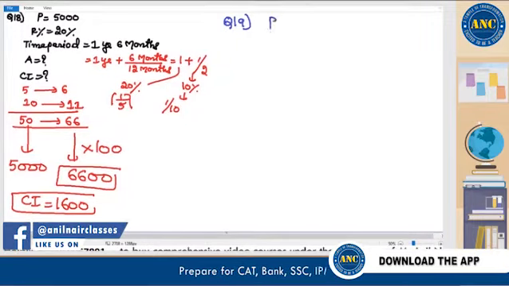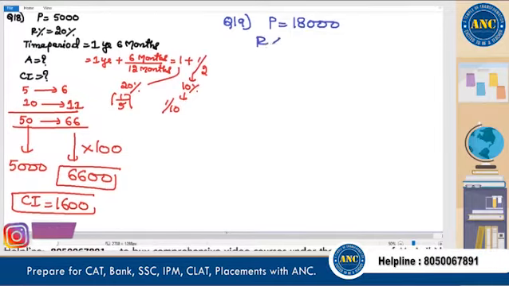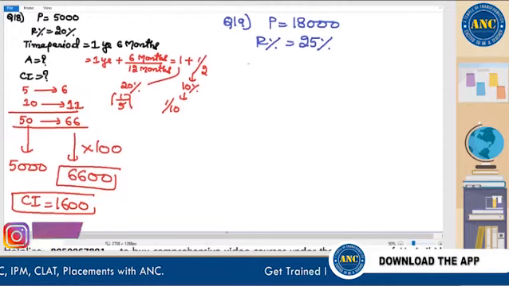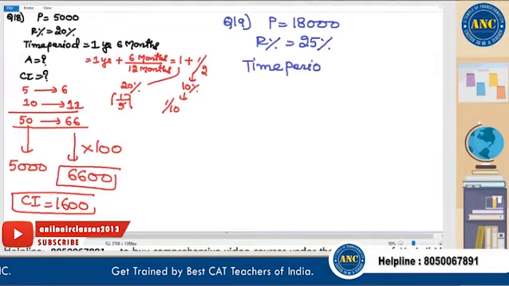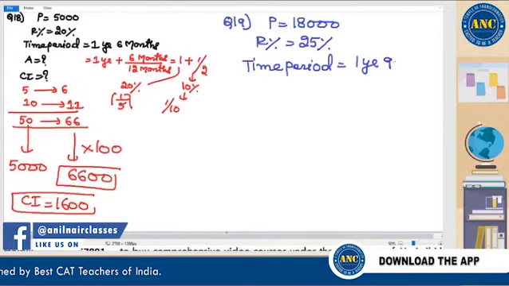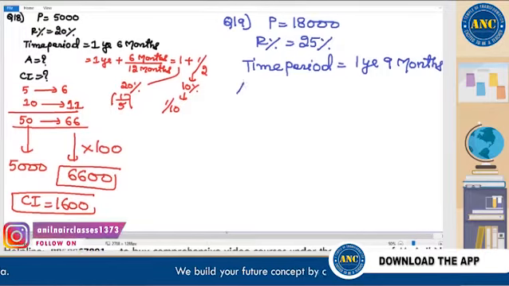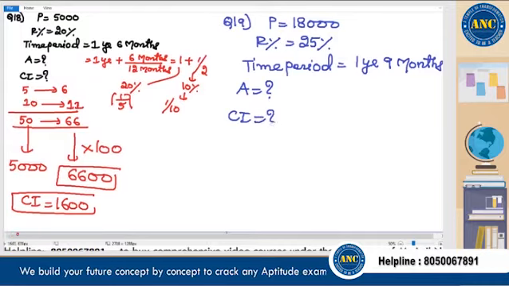Question 19. P is 18,000. R percentage is 25%. Time period is 1 year 9 months. Today morning in one of the groups, one student asked me, amount is how much and CI is how much?